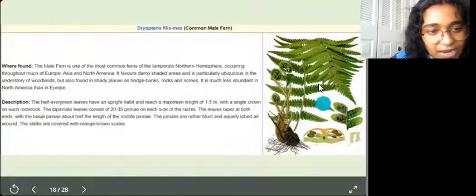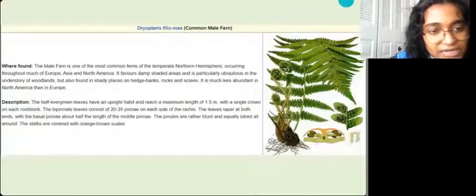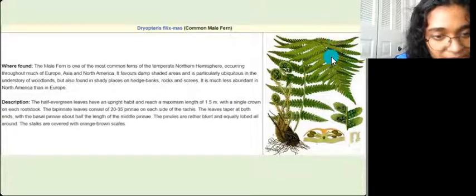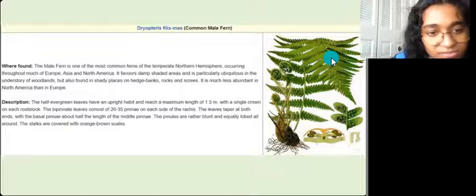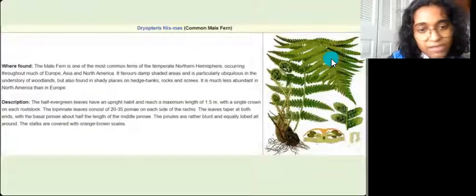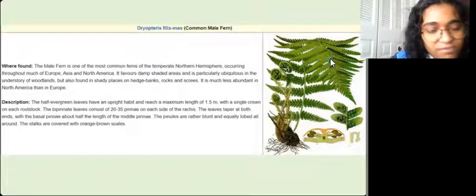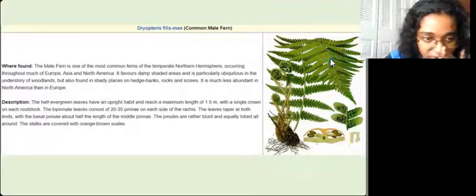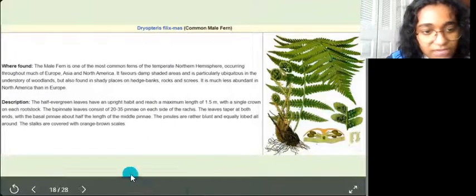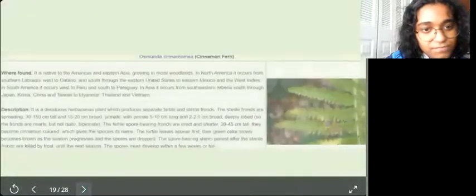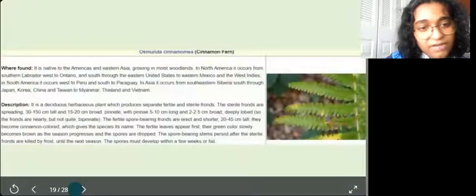The leaves taper at both ends, the basal pinnae being about half the length of the middle pinnae. The pinnules are rather blunt, equally forked all around. The stalks are covered with orange to brown scales. So that's about the male fern.